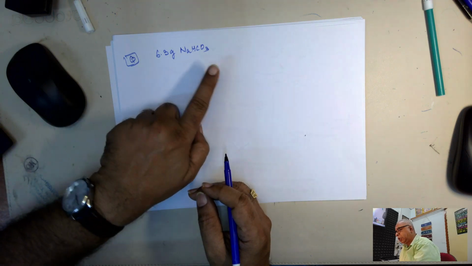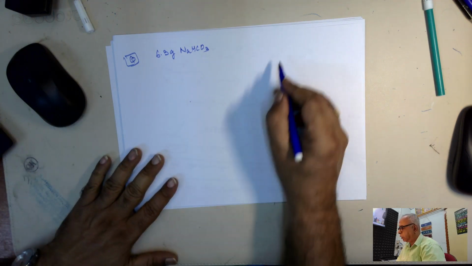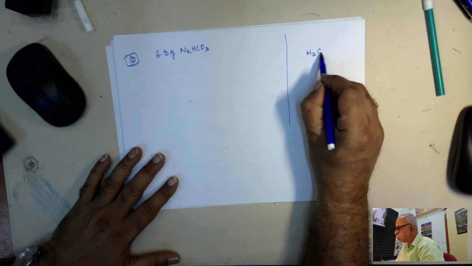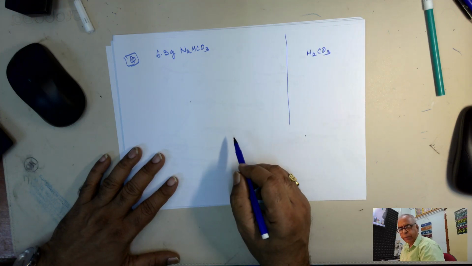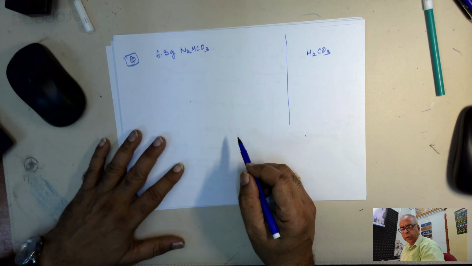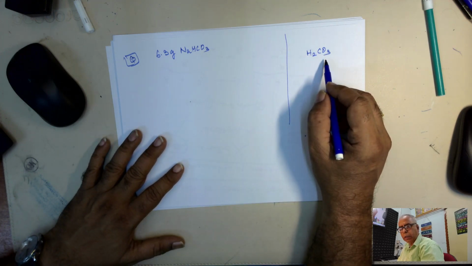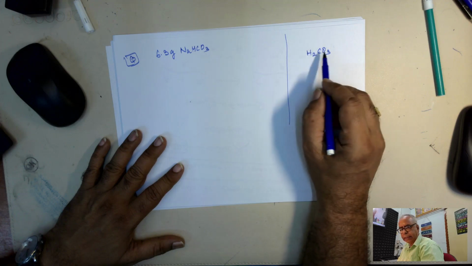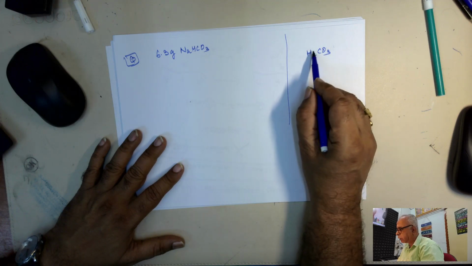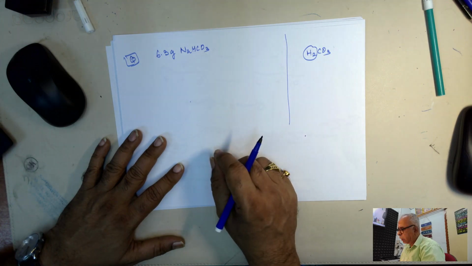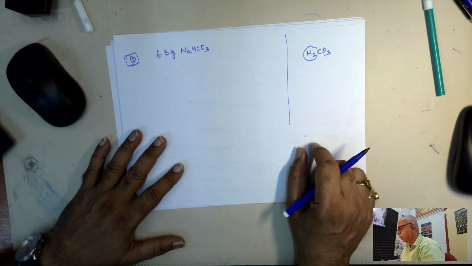Sodium hydrogen carbonate is actually rooted from carbonic acid. You know carbonic acid? H2CO3 is called carbonic acid, something like sulfuric acid, you know. It is a dibasic acid. Why is it called a dibasic acid? Because it has two replaceable hydrogens. It can give out two protons, and that is why it's called a dibasic acid.